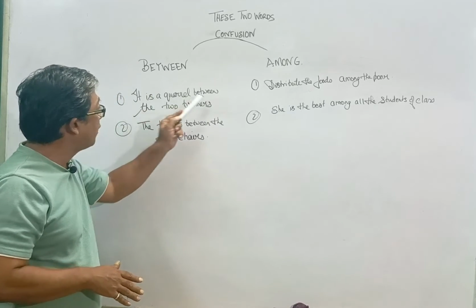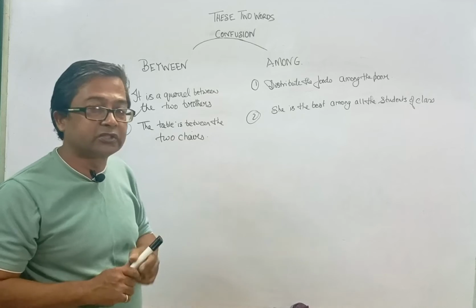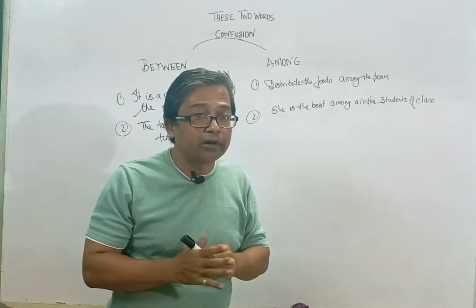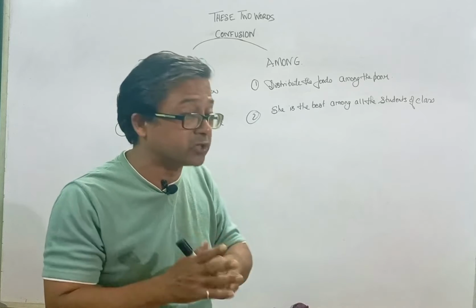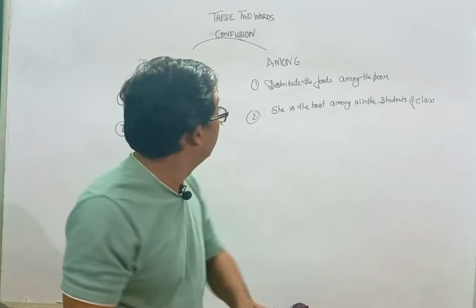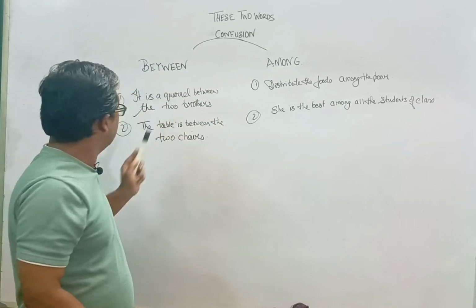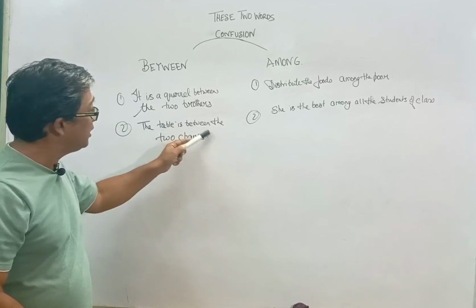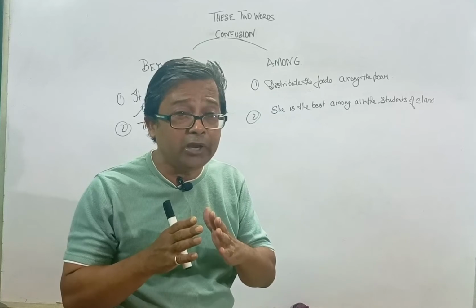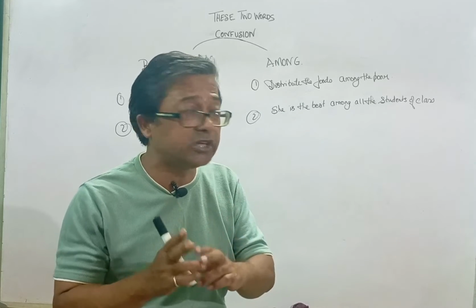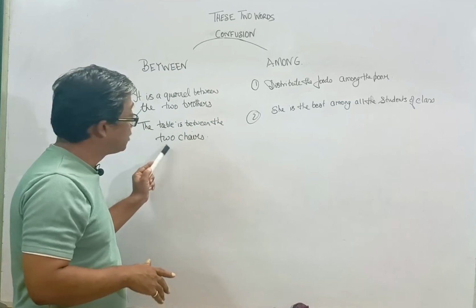It is a quarrel between the two brothers. See? It is a quarrel between the two brothers. How many brothers? Two brothers. So thinking about two, it is "between." Next sentence. The table is between the two chairs. The table is between how many chairs? Two chairs. The table is between the two chairs.